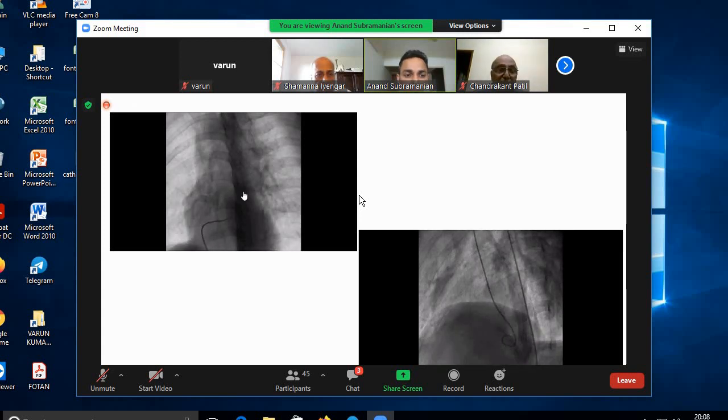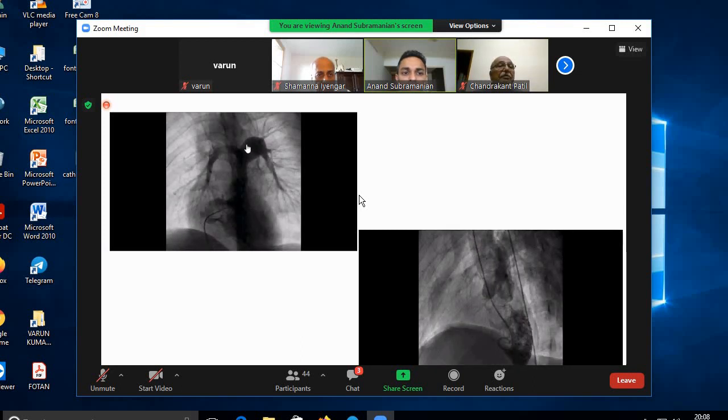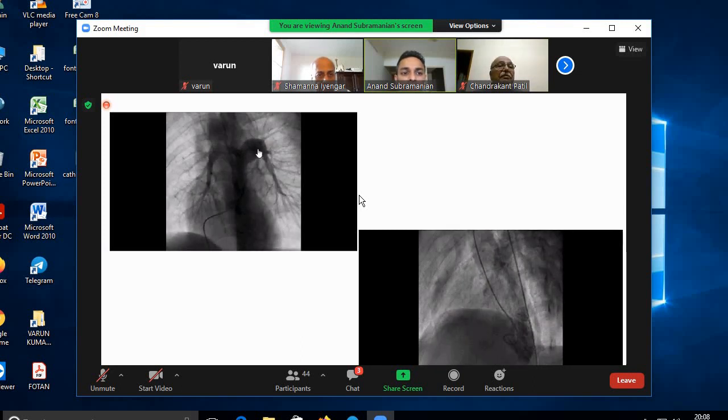So basically you look at the size of the RPA and the LPA over here. It looks reasonably good size. The RPA looks slightly smaller than the LPA. And you can see the arborization of both the lung fields, which looks reasonably good.